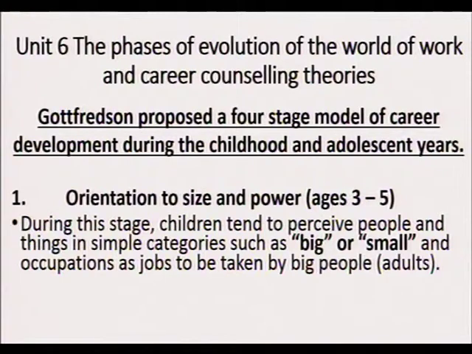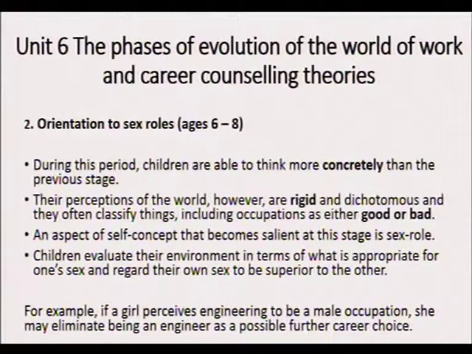And during this stage, children tend to perceive people and things in simple categories such as big or small, and occupations as jobs to be taken by big people. So you can just imagine when we think in terms of careers and small children aged 3 to 5, when they talk about big and small, and big people doing big jobs and small jobs. Even when they talk about school, they talk about going to big school. Okay.